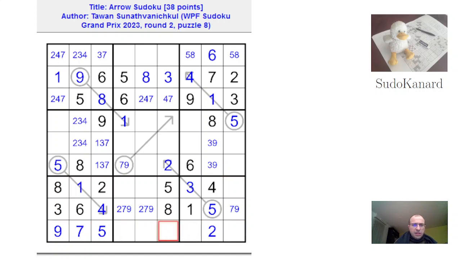Nine and 7, they can't be here, so they will have to be here and there. Here I need 6 and 8. But there's a 6 here. So that's 8, that's 6, and that's 5, and that's 8. Those here must be 1 and 4, and those must be 2 and 7.